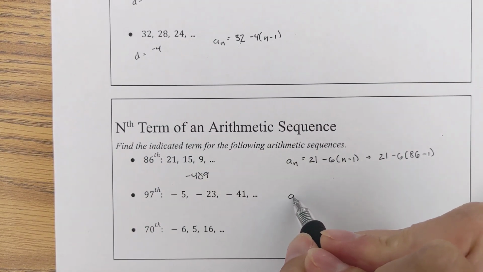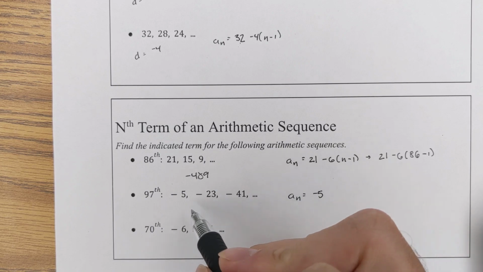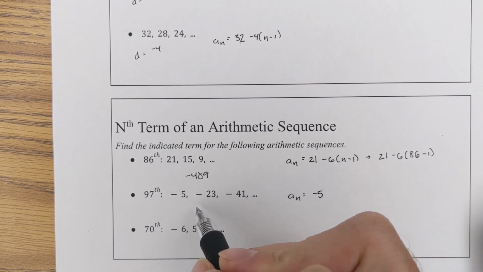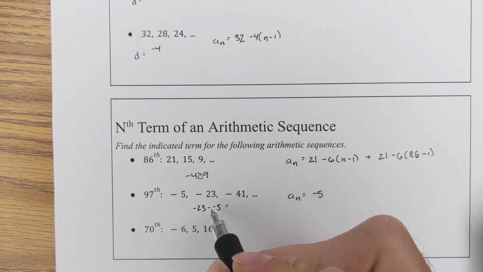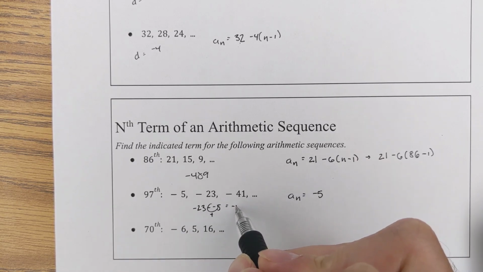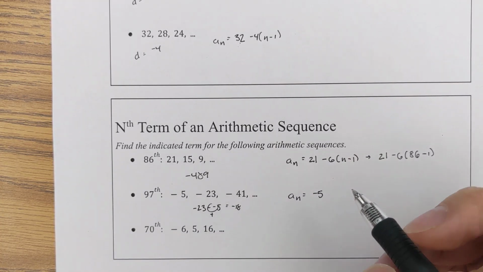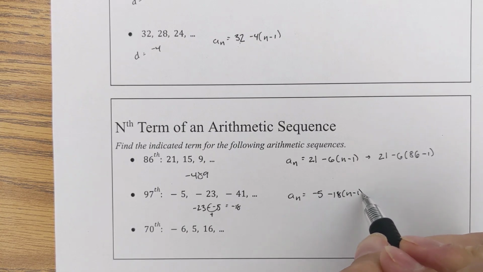So for this one, a_n is the first term. We are subtracting, looks like 18. If you're not sure how to find the common difference, if you take any term and subtract the one before it, that will give you the common difference. Some of them are easy, some of them are hard to see. So minus 18 times n minus 1.